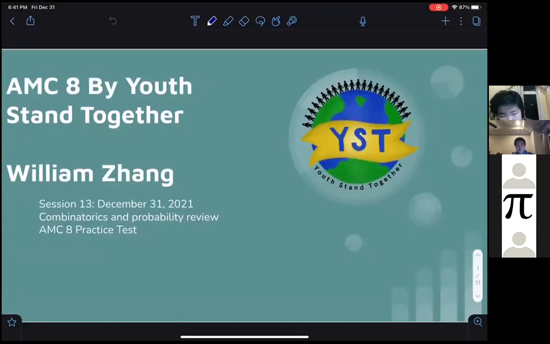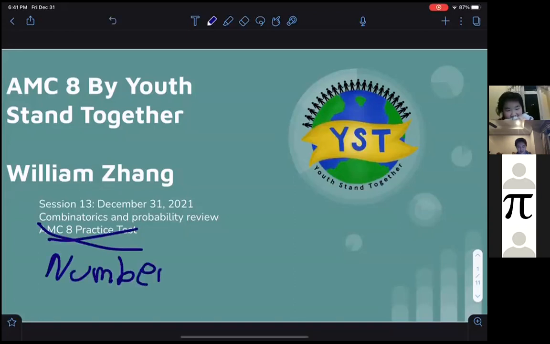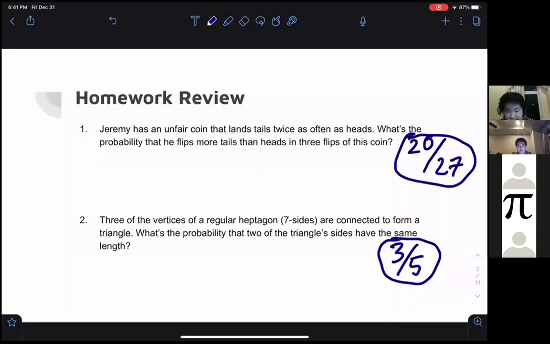So today we have combinatorics review. And actually, we decided to assign the AMC practice test next week, not this week. So this week's homework will be number theory is what we're covering. So cross this out. Okay, anyways, let's jump right into the homework.